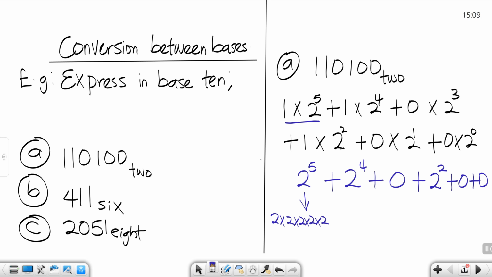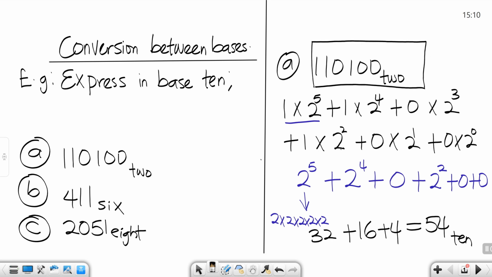So from here, 2 raised to the power of 5 gives us 32. 2 raised to the power of 4 gives us 16. 2 raised to the power of 2 gives us 4. And our answer is 54 in base 10. So, converting this number in base 2 to base 10 gives us 54.